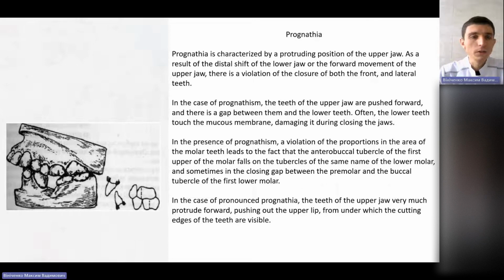So all that we talked about before, you could see in this picture. This is the position of the first upper molar and first lower molar. In the case of pronounced prognathia, the teeth of the upper jaw protrude very much forward, pushing out the upper lip, from under which the cutting edges of the teeth are visible. So we understand that if the frontal teeth are protruded, the upper lip also must be protruded.